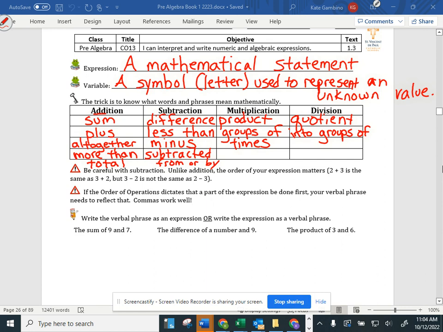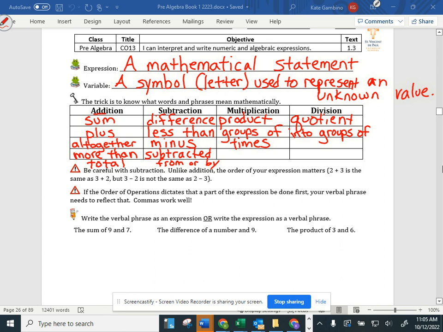So it's really good to understand these different terms that are used so you know what operation you're going to put in your expression. We need to know if we're adding, subtracting, multiplying, or dividing based on these other words. So be careful with subtraction. This is key, and I need you to really pay attention. Be careful with subtraction. Unlike addition, the order of your expression matters. With addition, 2 plus 3 is the same as 3 plus 2. They both get us to 5.